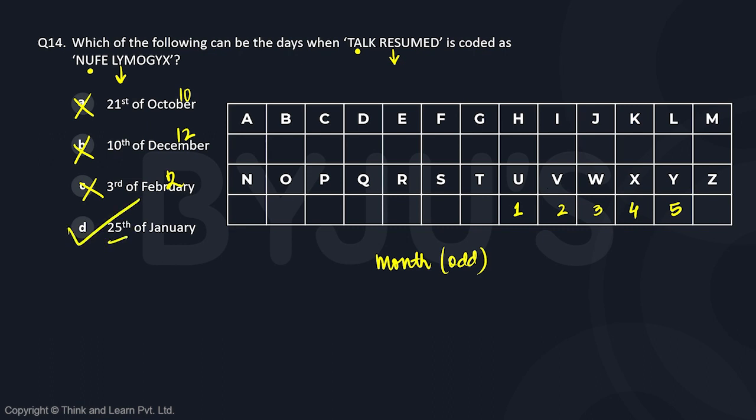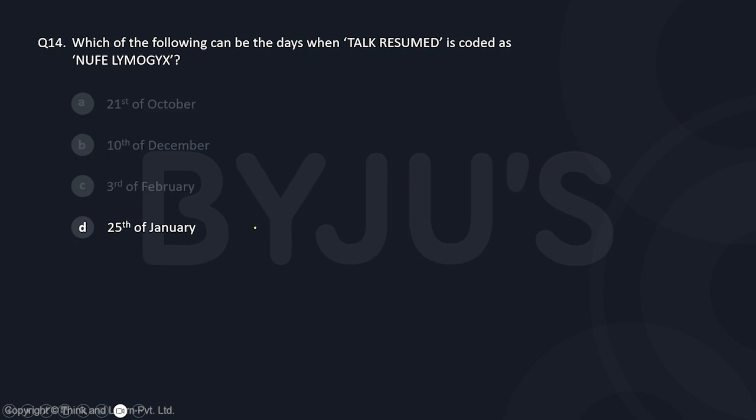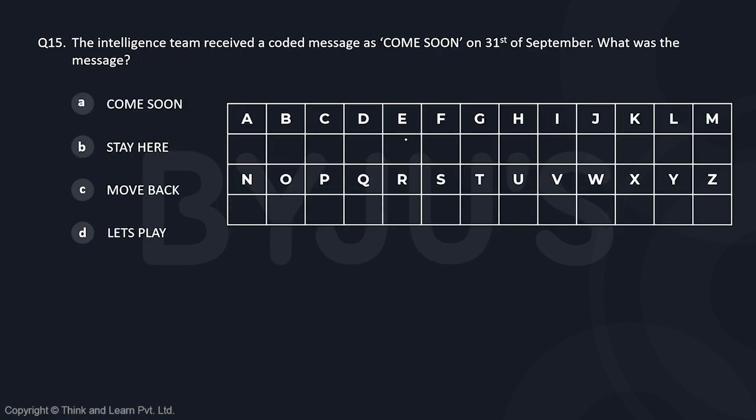Actually, if you look at the date 25th, when that is divided by 5, we will get the remainder as 0, which can be treated as remainder being 5. As in, we have to start with the fifth vowel, which is U. And from there on, we will start. So 25th of January could be that particular date from the given options. D option.